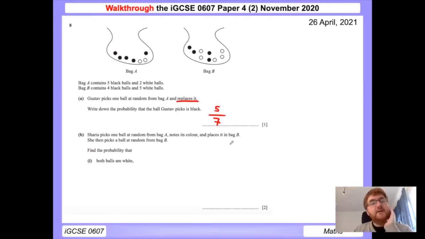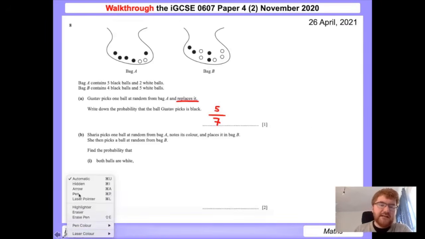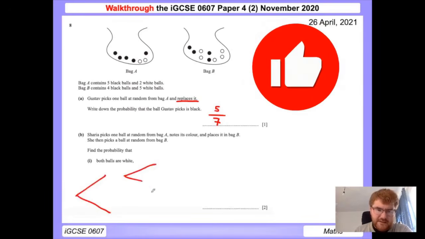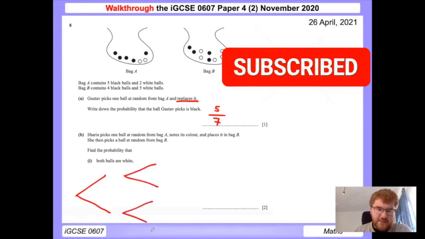And Sharia picks one ball at random from bag A, notes its colour, and places it in bag B. Interesting. And then picks a ball at random from bag B. So I think this is a two-part question. Both balls are white and then one of each, I think. Yeah, exactly. So if I was to do a question like this, I would certainly draw a tree diagram. It will make your life a lot easier for just working out the answers that we need.